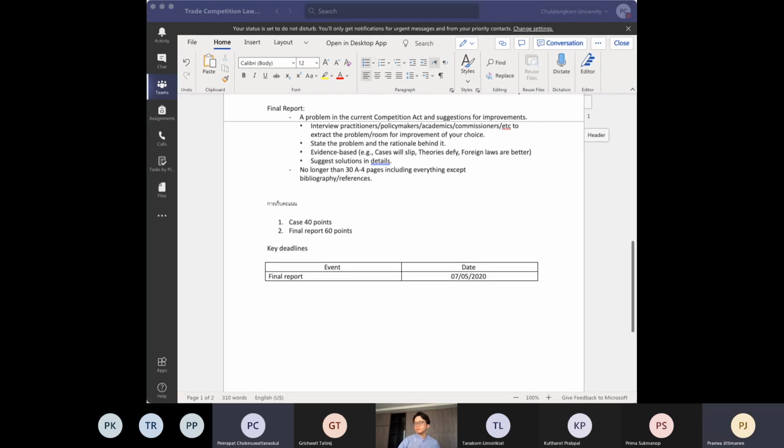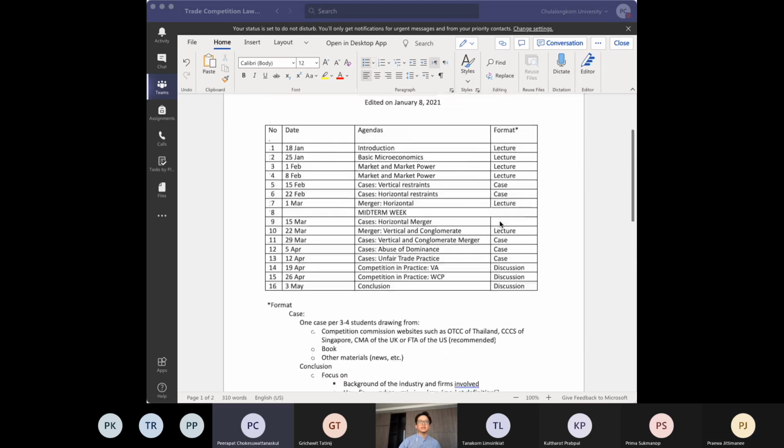Oh, and I just created a file in Microsoft Teams. So if next week we have to drop in any cases, everyone can drop them in the file named cases. Yeah, thank you. You might want to have subfolders named after each section, like a vertical restraints folder and a horizontal restraints folder. Yeah, sure. Thank you.